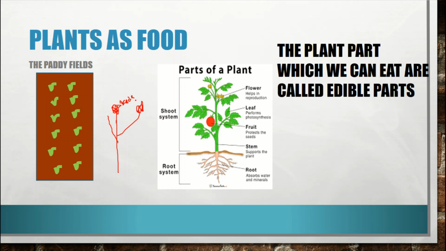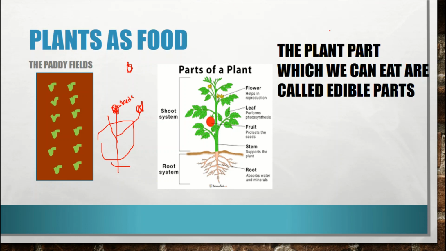I think all of you would have noted it in the slide. Okay. They will harvest the plant, remove this part and that outer covering, and they get the seed. So the seed packs come to our homes. Okay. Now, parts of a plant.